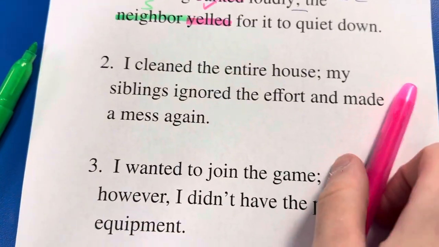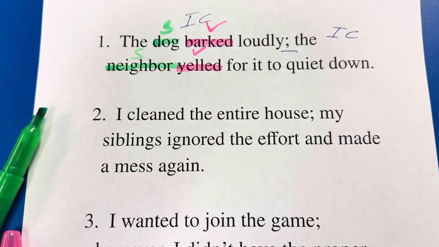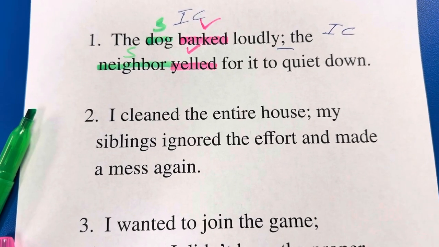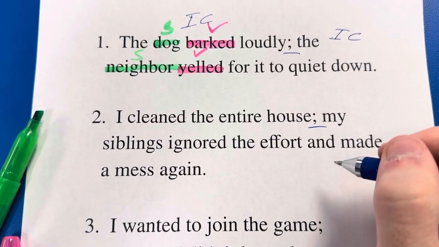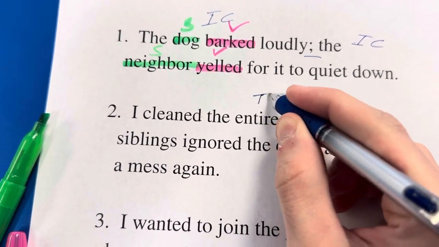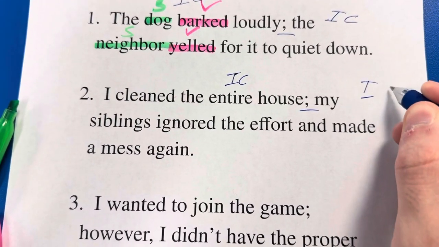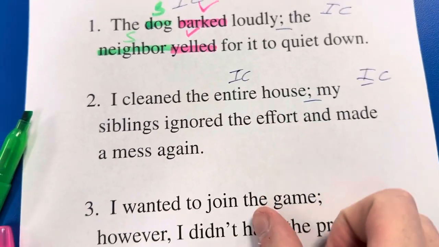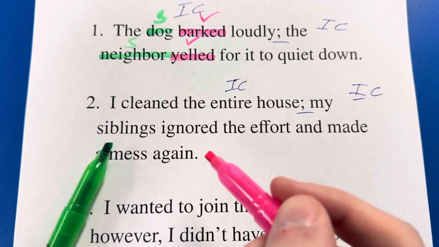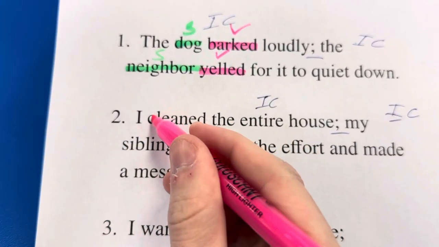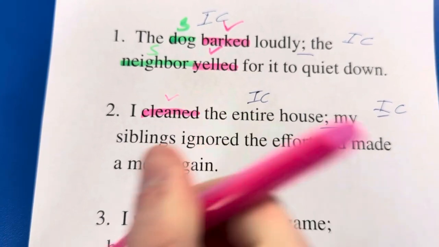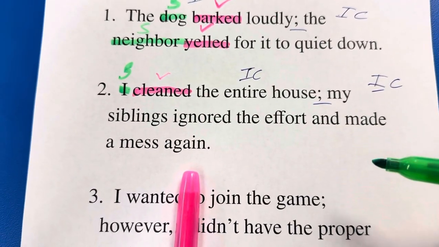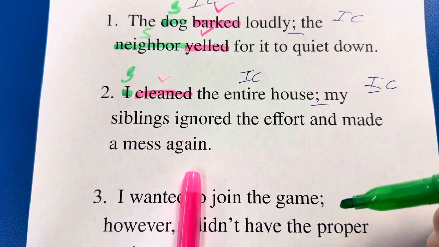Okay, second part. I cleaned the entire house; my siblings ignored the effort and made a mess again. Well, here's a semicolon. So I know that this side is going to be an independent clause and this side is going to be an independent clause. I cleaned the entire house. What is the action being done in that section? Cleaned. So that's my verb. Who or what is doing the cleaning? I, subject.